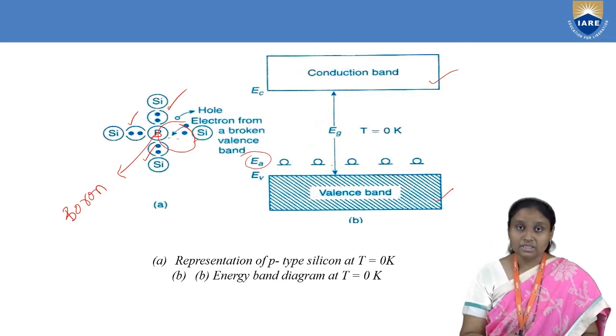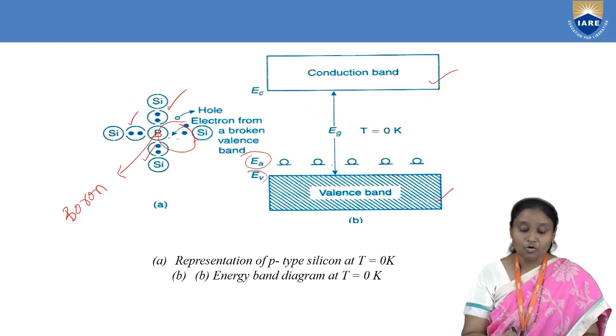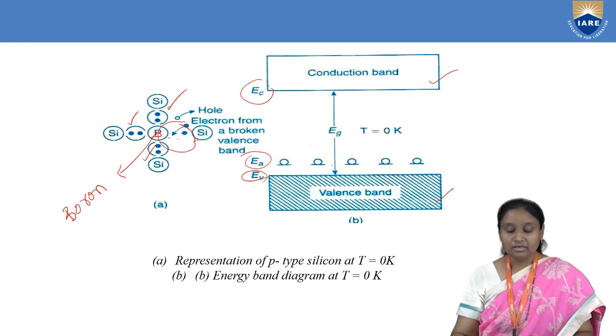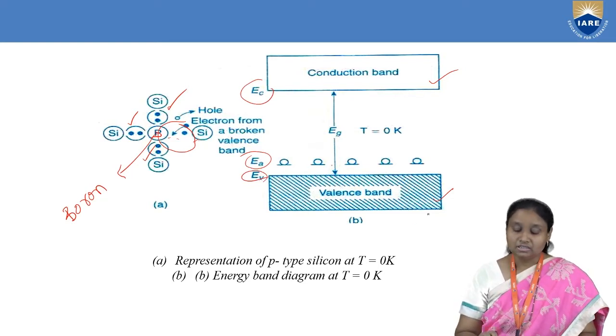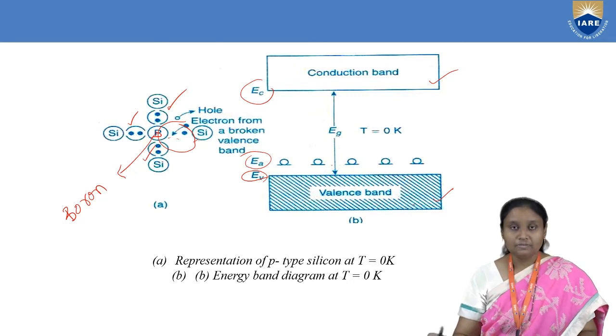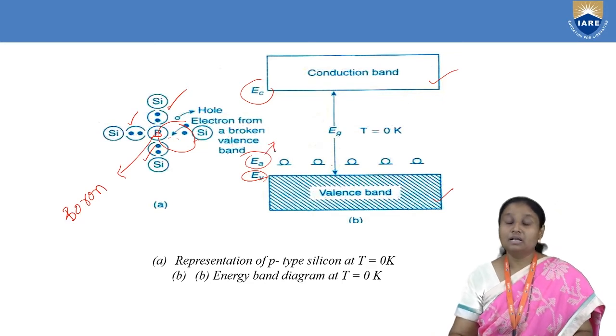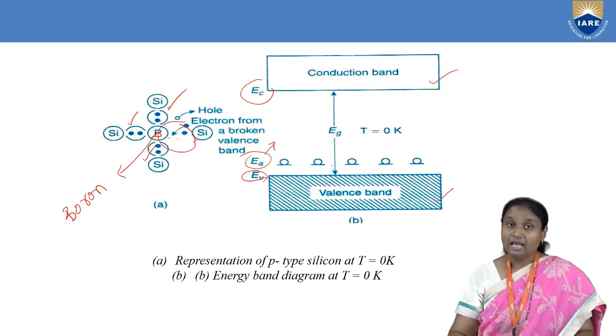And as you can see, what is EV? EV is the top of the valence band, and we know that EC is the bottom of the conduction band, and at normal condition we know that the valence band is filled with electrons. Now what you will observe here is, coming to this EA, what is EA? It is called the acceptor energy level.